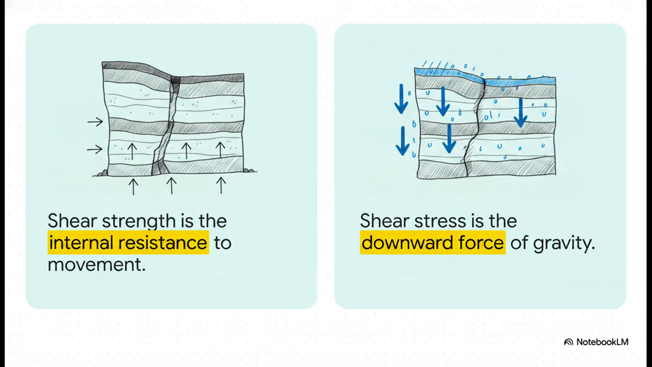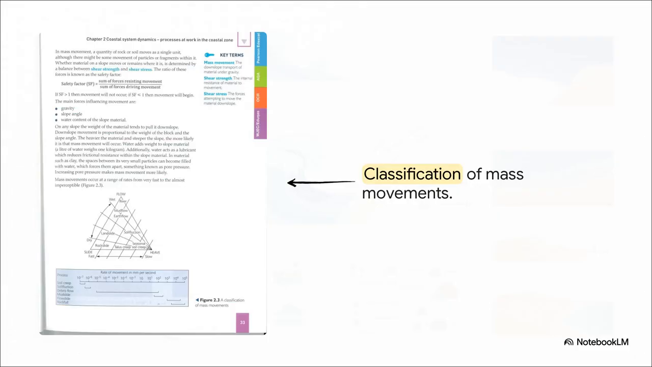bam, mass movement begins. When we classify these movements, it really comes down to 2 main factors: speed and water content. Imagine a scale. On one side, we have speed, ranging from an incredibly slow creep to insanely fast slides. On the other side, we have moisture, ranging from bone dry to completely saturated.